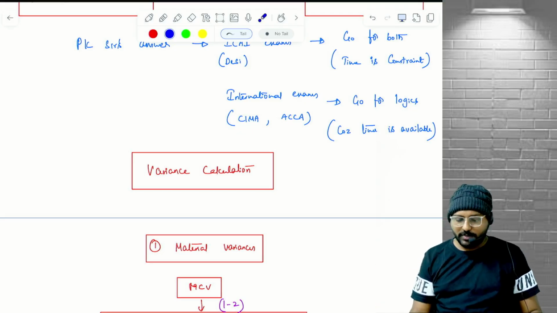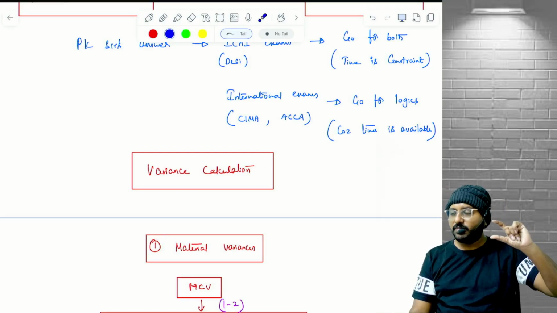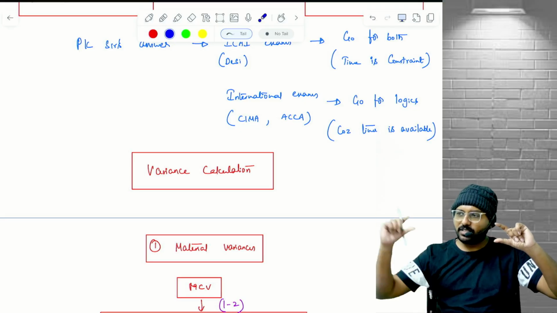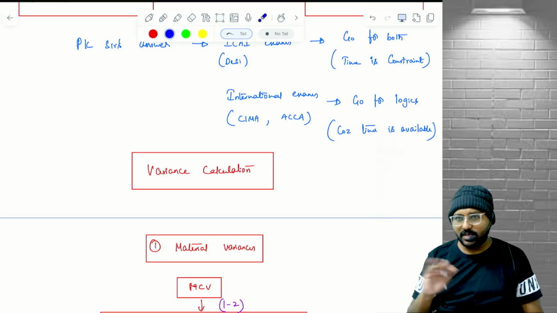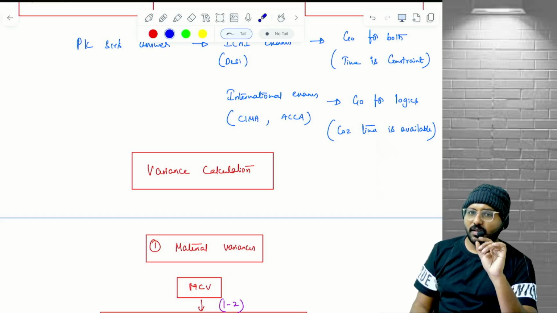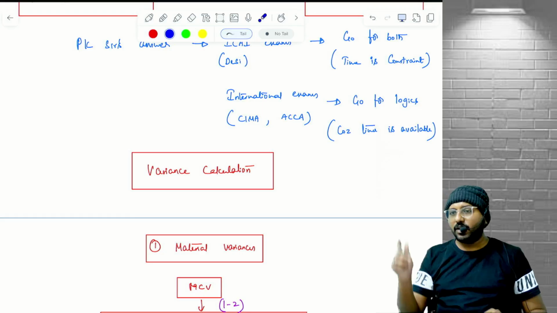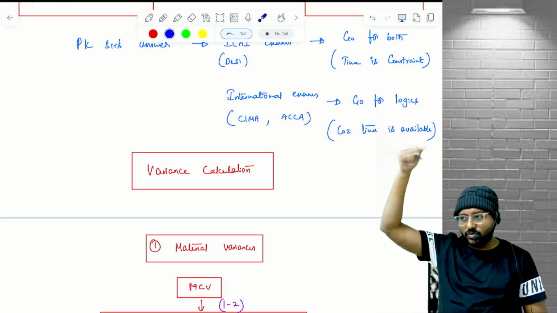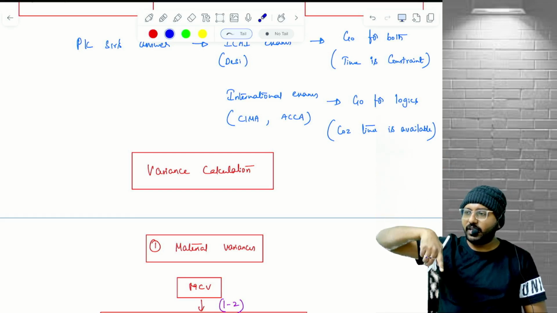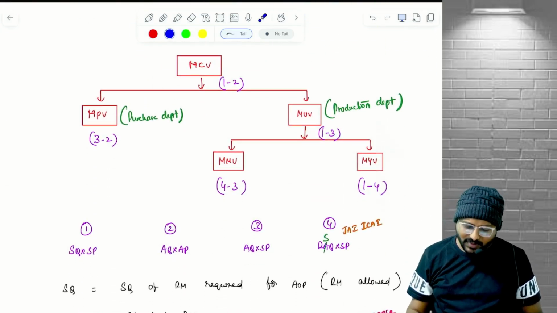Correct? Now, give me the formula. Cost variance, what is the formula? 1 minus 2. Then next 3 minus 2, which is price. Next 1 minus 3, then 4 minus 3, then 1 minus 4. Clear? Now what is 1? SQ into SP. 2, AQ into AP. 3, AQ into SP. 4, RAQ into SP. Now again, material cost variance, what is the formula? 1 minus 2. Price variance, 3 minus 2. Usage variance, 1 minus 3. Mix variance, 4 minus 3. Yield variance, 1 minus 4. Done? Sure, that's it. Will you get used to it?